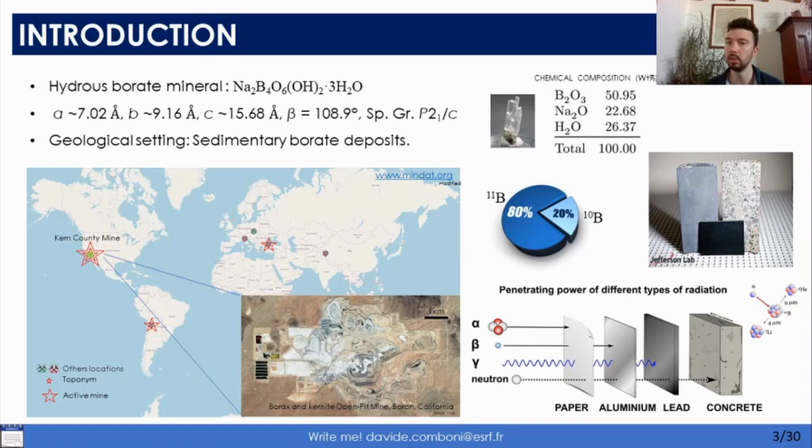Borates are used in industry to make ceramic materials and special glasses, and an ability of an isotope of boron, boron-10, is to absorb neutrons. As you can see, a neutron beam can easily pass through a piece of paper, an aluminum or a lead plate, but is eventually stopped by concrete, especially if in the concrete there are some borates as aggregate.